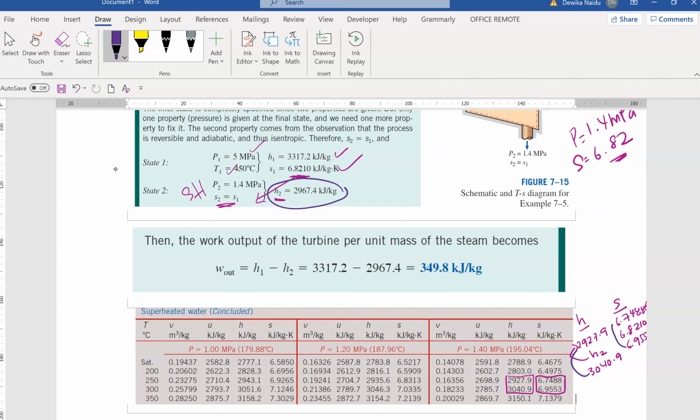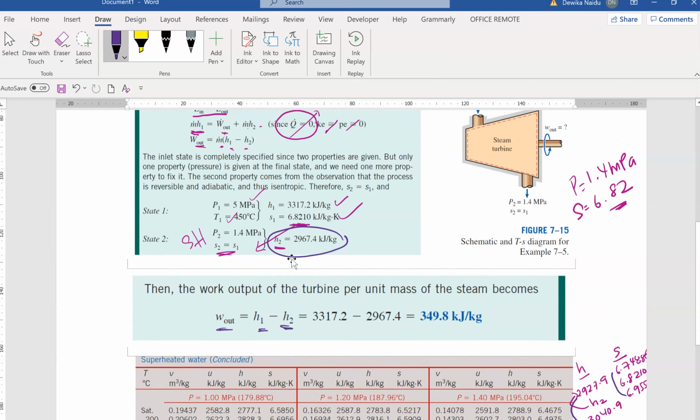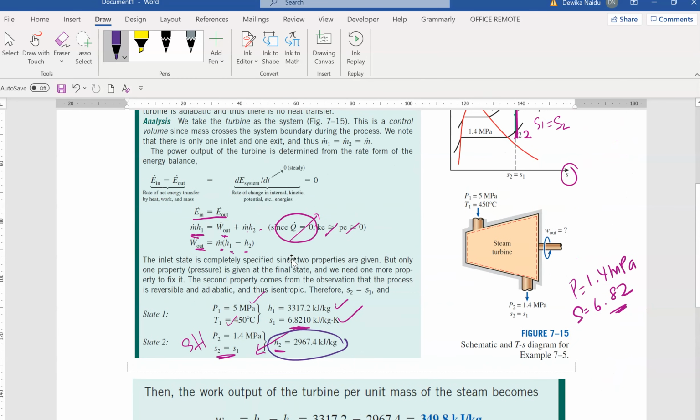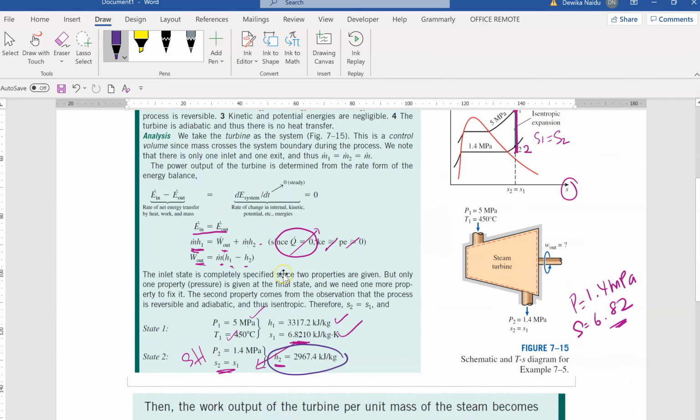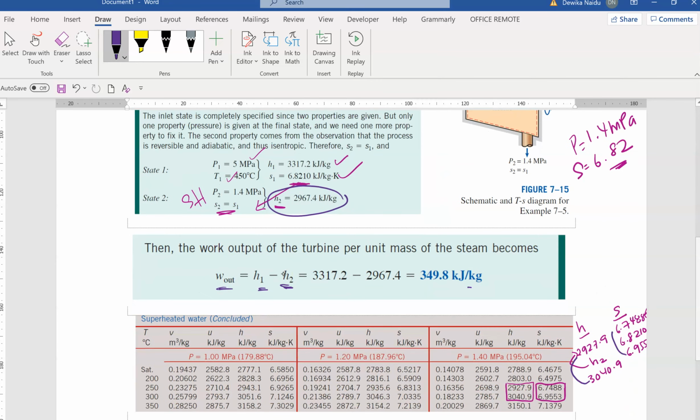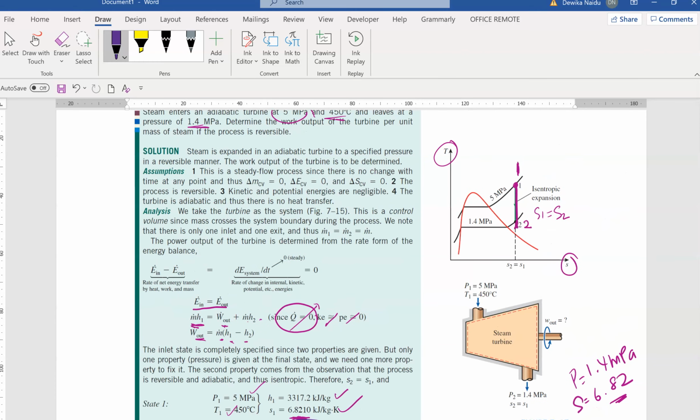So what is the work out? Work out will be H1 minus H2. But remember, the value that's given to you is kilojoule per kilogram. Let me see what the question actually asks. They just want work output per unit mass. So don't worry, you don't need to multiply with the mass. You can just leave it as it is. So that's the method to actually solve the question.